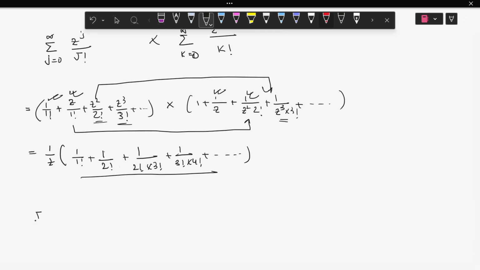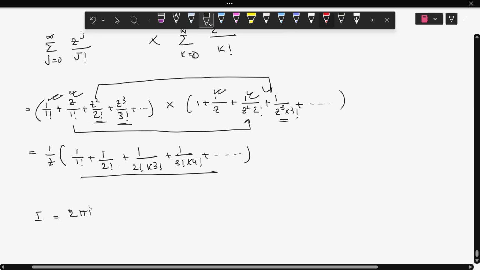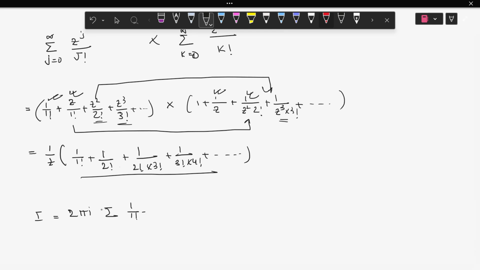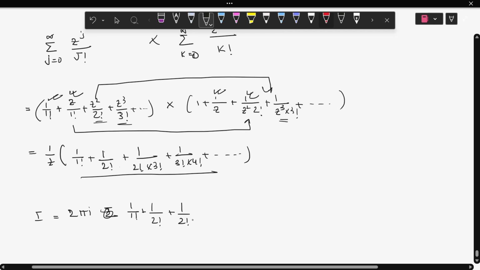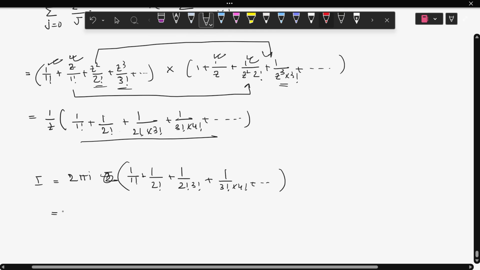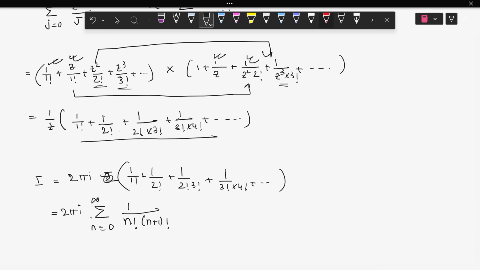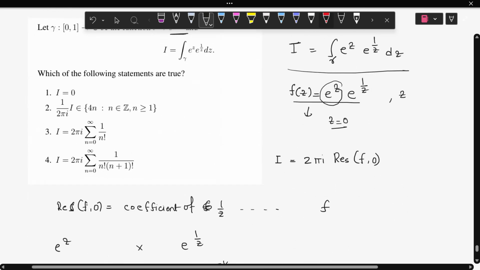So what will be the value of I? 2 pi i times 1 by factorial 1 plus 1 by factorial 2 plus 1 by factorial 2 into factorial 3 plus 1 by factorial 3 into factorial 4 and so on. So that is equal to 2 pi i times the summation n equal to 0 to infinity of 1 by n factorial into n plus 1 factorial, which is our option 4. So option 4 is our correct option.